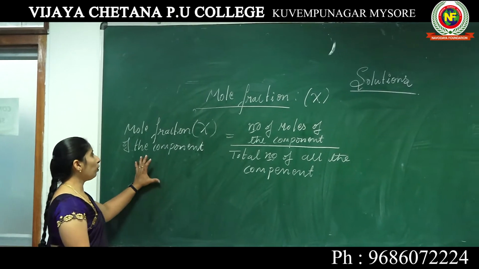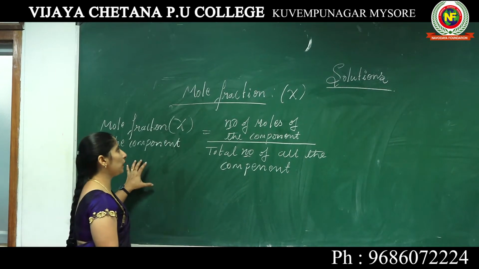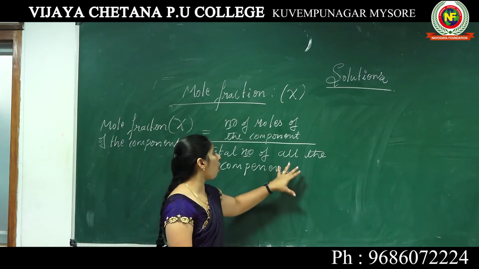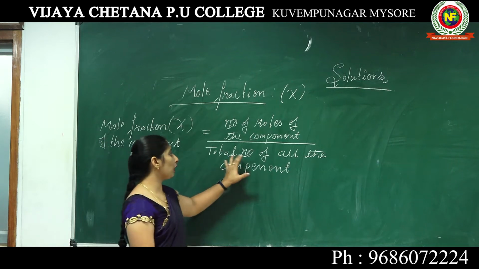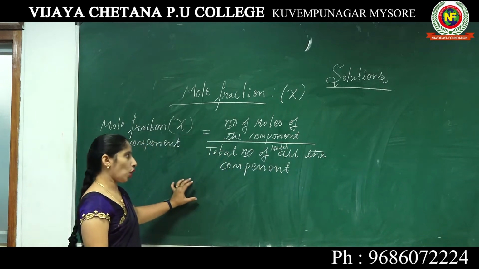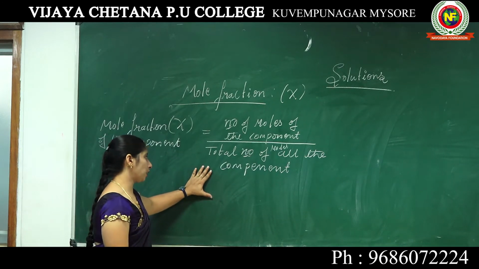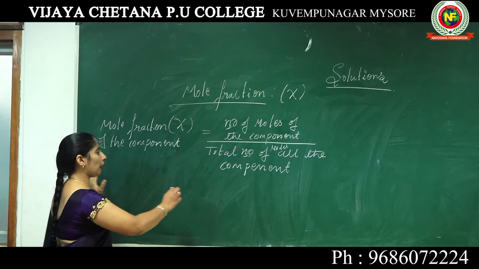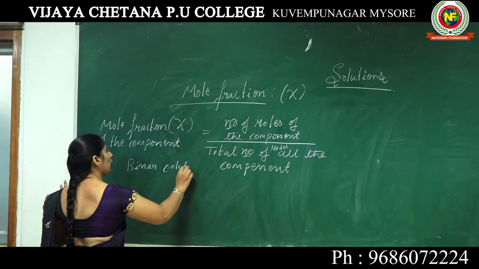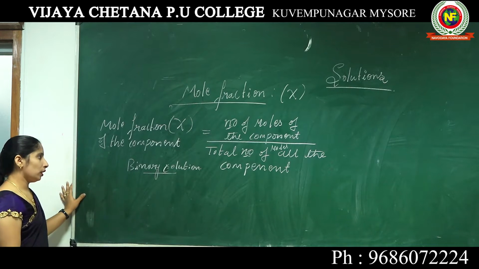Here mole fraction is represented by the letter psi. The mole fraction of the component means the number of moles of the component divided by the total number of moles of all the components. This we call the mole fraction. In this chapter we mainly discuss the binary solution, which consists of only two components.